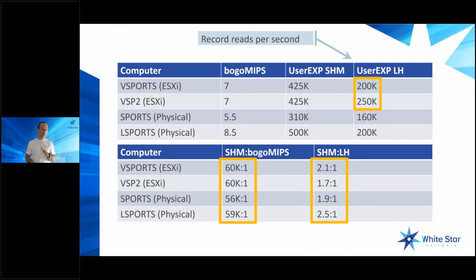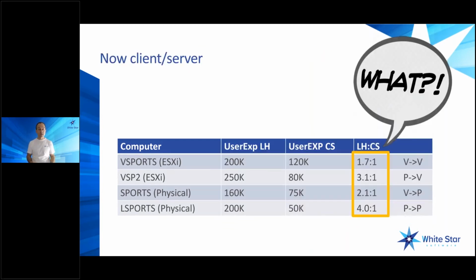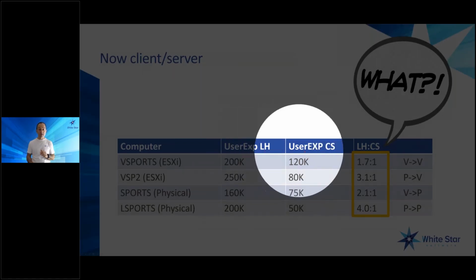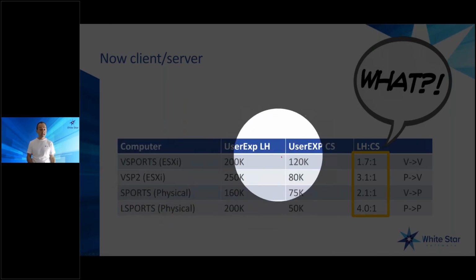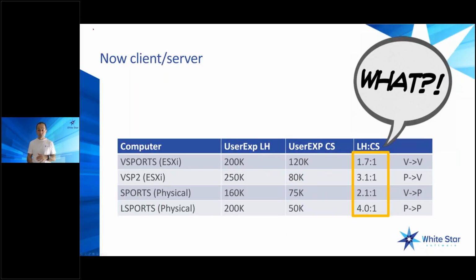So now we're going to go to the interesting stuff, which is client server. Remember, we're doing physical to physical, physical to virtual, virtual to physical, and so on and so forth. Here we see much bigger variation in user experience client server, right? We can see here that my ratios go all the way from 1.7 to 1. On this vSports ESXi box, which is being hit from the other virtual box, we're doing virtual to virtual, and I'm only getting 120,000 reads per second across the NIC, versus 200,000 reads per second that I was getting when I was doing localhost.